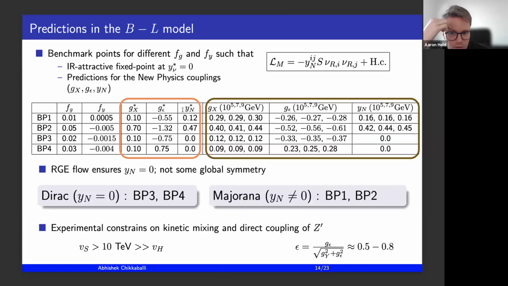The beta functions for this new Yukawa coupling are not shown here, but I think if the fixed point for this gx and g epsilon also becomes zero, then we will have a relevant fixed point for this Yn as well. Can you say again, relevant or irrelevant? Relevant. So okay, yeah. Then the answer is that Yn equals zero is only ensured if you come from the interacting fixed point. Yes, okay. Only from the interacting fixed point. Yes.